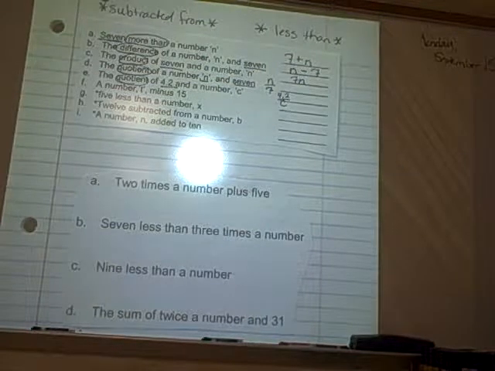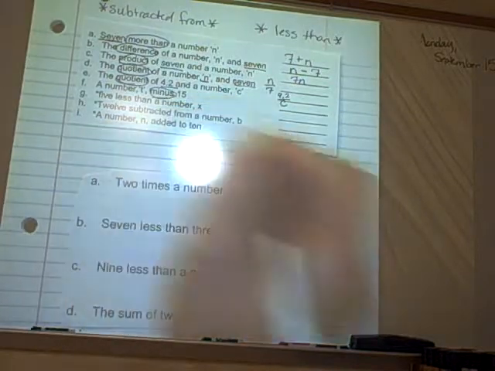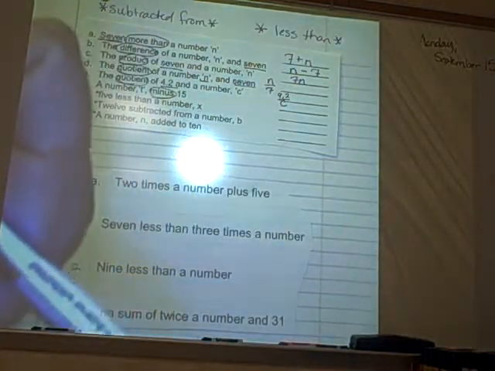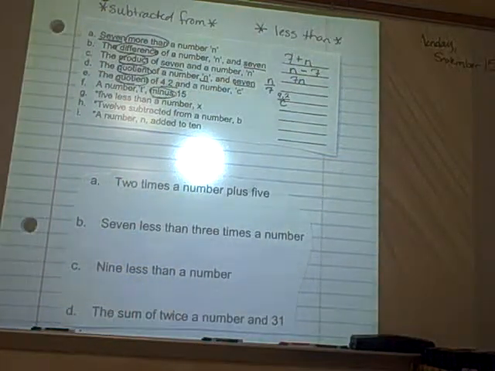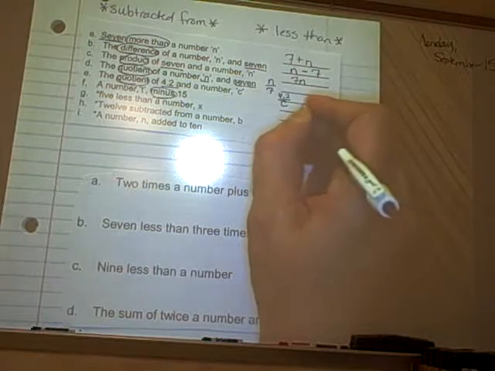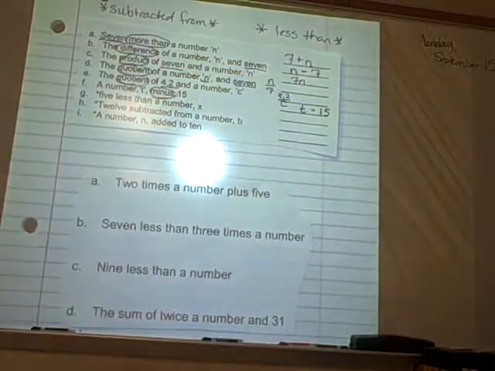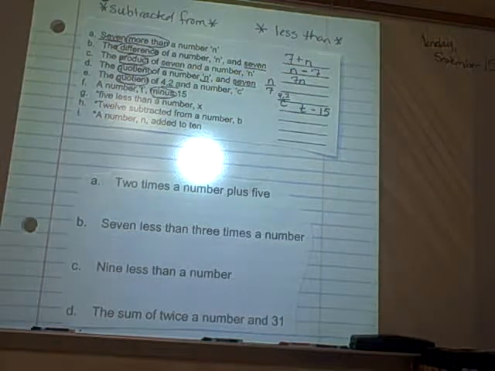Okay, letter F. A number t minus 15. So minus is our clue word. Is that a switch? Because I know our switches are both subtraction. Is that a switch? No, that's not one of them. So it's going to be t minus 15. Next one's a switch. Okay, awesome.